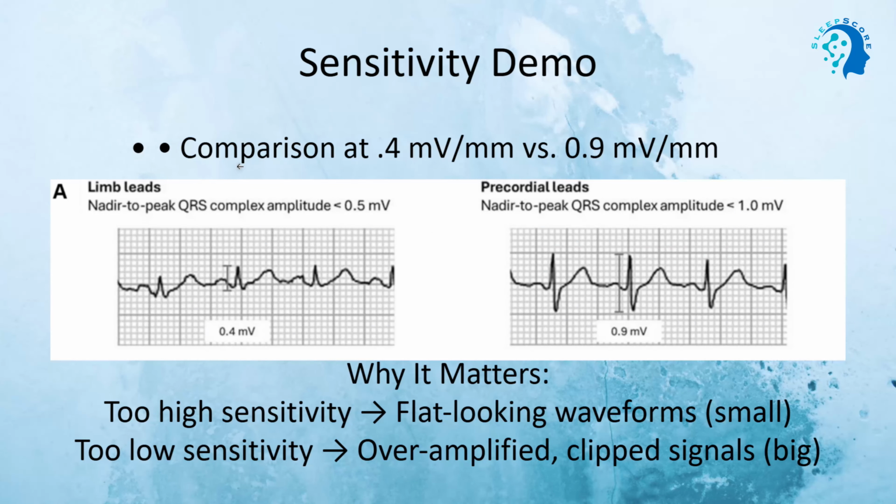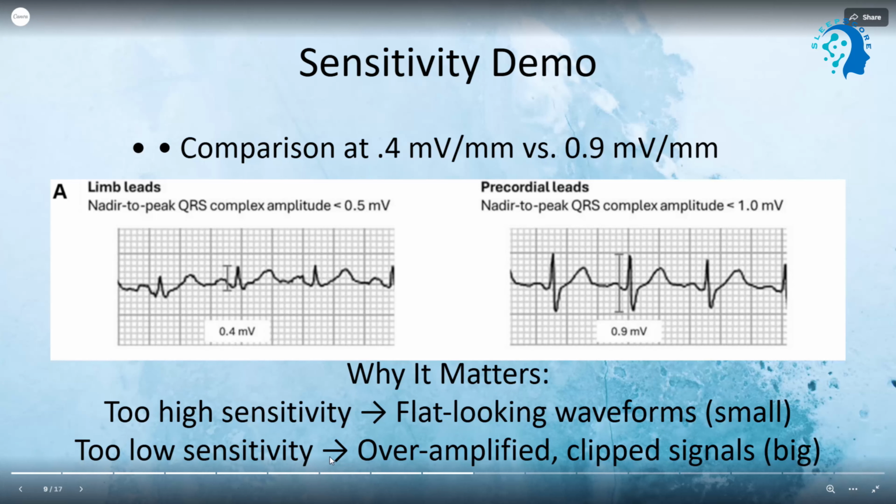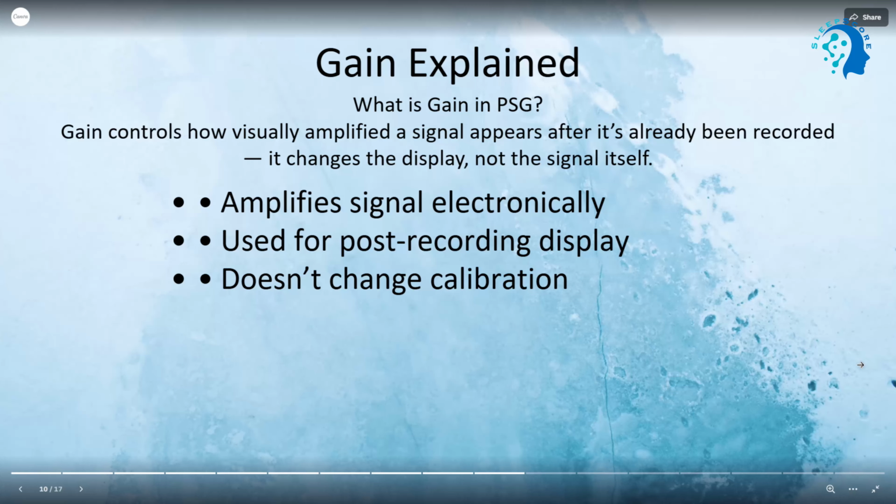Check this one out. Comparison of 0.4 microvolt and 0.9 microvolt. Look, when we put 0.4 microvolt, this wave looks smaller. When we put 0.9 microvolt of gain, it becomes bigger. So a high frequency filter makes the wave look flat, which means it makes it smaller. A low frequency filter makes it bigger.